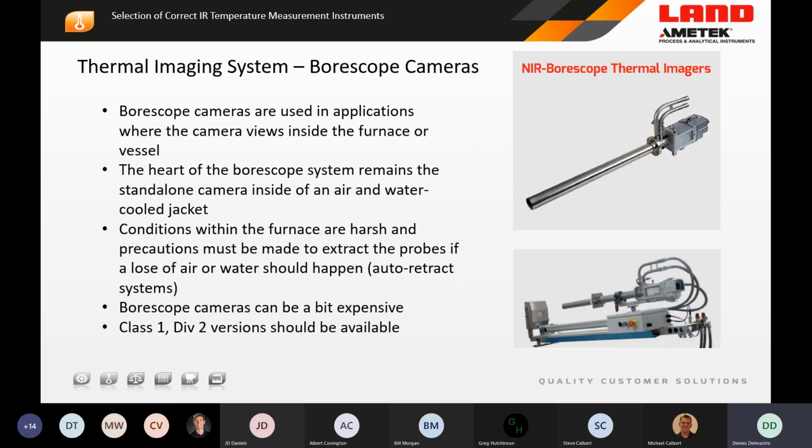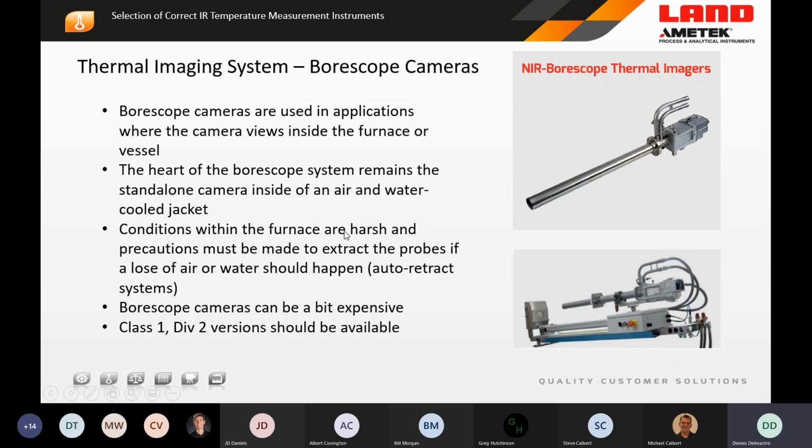The next variety of thermal imaging system are the borescope cameras. Now, these are used in applications where the camera views inside the furnace or the vessel. It doesn't mean a standalone camera can't be mounted looking in, but these have borescopes on the end with an objective lens. They're used when you want to get significant detail within a furnace or vessel. The heart of the borescope system still remains the standalone camera that we just talked about, but they're put in an air and water cooled jacket for protection.